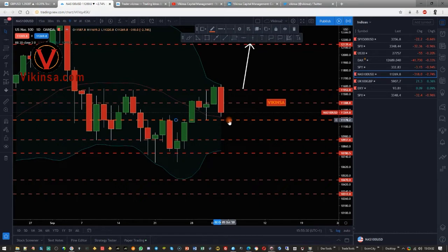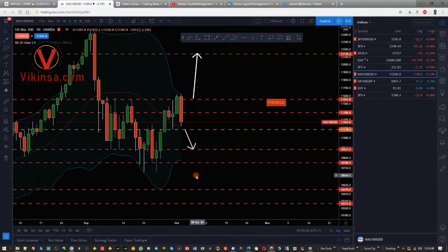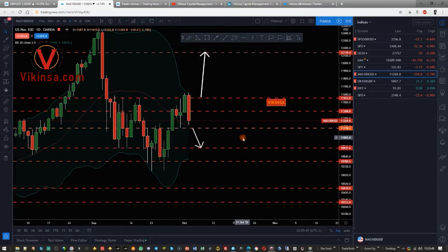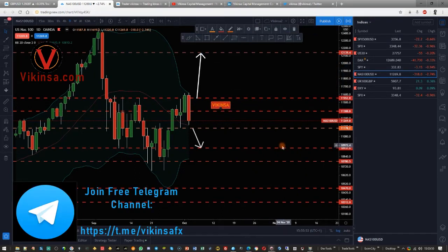If that is broken, then only I'll be looking for a short position into the next level, and these levels are still very good, so we can keep on playing them as support and resistance, if you want to call them. For me, they are more like Fibonacci confluence zones or Fibonacci confluence levels. So that's my analysis on Nasdaq. I hope you found this useful.